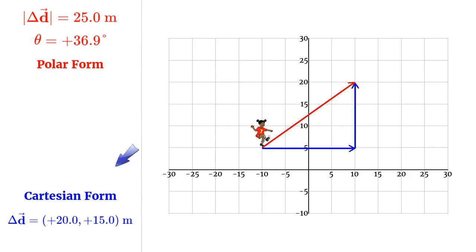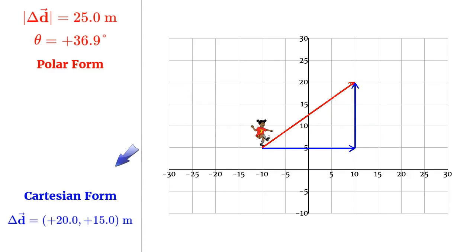So we need to be able to work with both forms of the vector, and we need to be able to convert vectors between forms. In other words, if a vector is described in polar form, we have to be able to calculate what the Cartesian components are. And if a vector is described in Cartesian form, we should be able to calculate the magnitude and the direction. One way to do this would be to make an accurate graph of your vector, and then to convert it by making measurements.